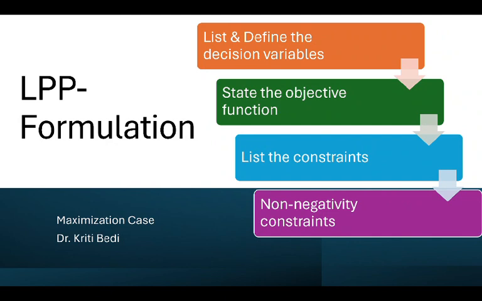Like for example, first of all, it is important that you should be able to list the decision variables, right? What you want to decide, I mean, you want to decide how many units of the product should be produced, how many rupees should be spent. These kind of decision variables, first of all you have to define, and then you have to state what is going to be your objective function. Is it going to be something like maximization or minimization?